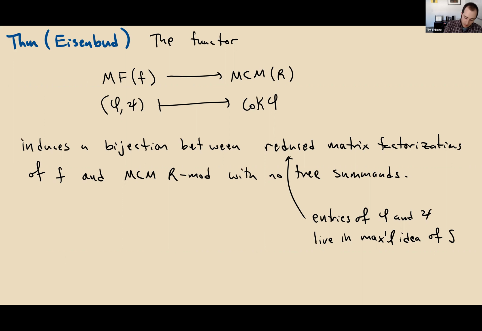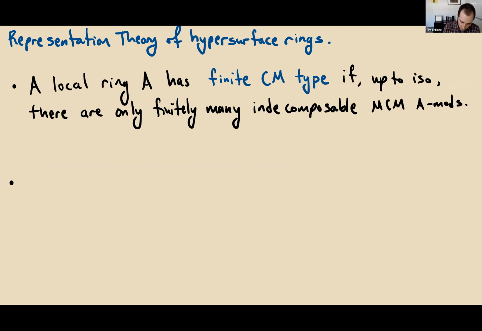Excellent. Now I want to tell you a little more about the motivation for the results that I want to talk about later, which is about the representation theory of these hypersurface rings. Let me recall that a local ring A is said to have finite Cohen-Macaulay type, where CM stands for Cohen-Macaulay, if up to isomorphism there are only finitely many MCM A modules, specifically finitely many indecomposable ones. So in the representation theory of these hypersurface rings, we're on a search for hypersurface rings which have only finitely many indecomposable MCM modules.